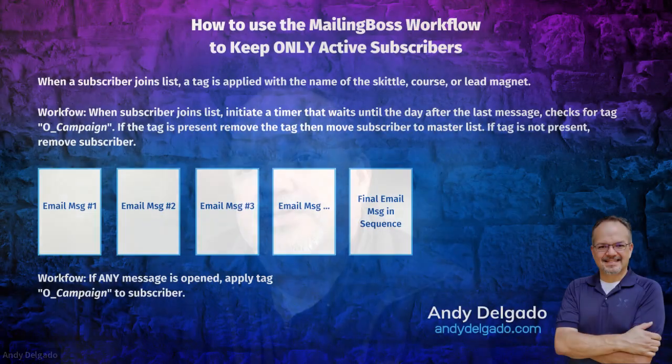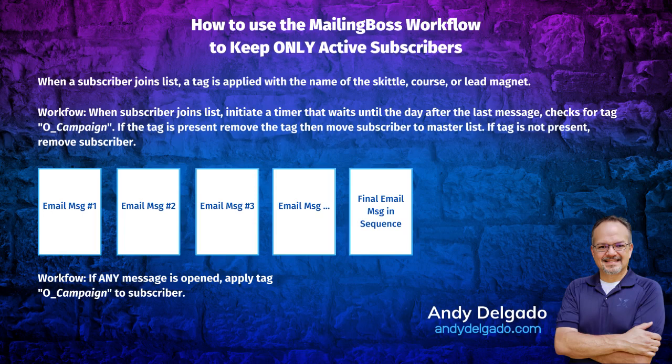When a subscriber joins the list, we want to add a tag to them that names either the name of the list, the name of the Skittle, the course, the lead magnet, whatever it is. And then also we want to get ready to enter them into the workflow. And by doing this first step, we're going to say when a subscriber joins the list, we want to initiate a timer or a delay that waits until the day after the last message, checks for a tag of open and whatever the campaign name is.